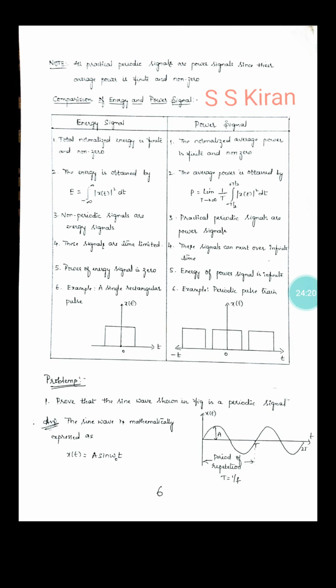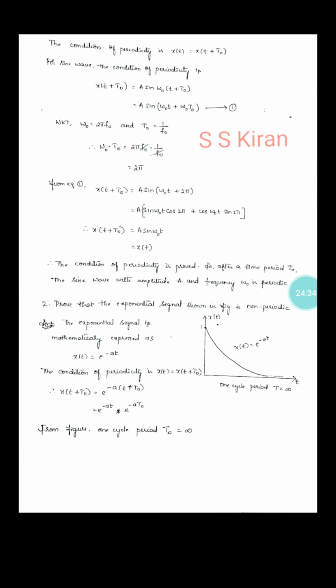You can also practice some problems. The first problem: given the signal A sin omega t, is it a periodic signal or not? Very simple. x(t) is equal to A sin omega naught t. What is the condition for periodicity? Just check x(t) is equal to x(t plus T naught). Simply replace t with t plus T naught.